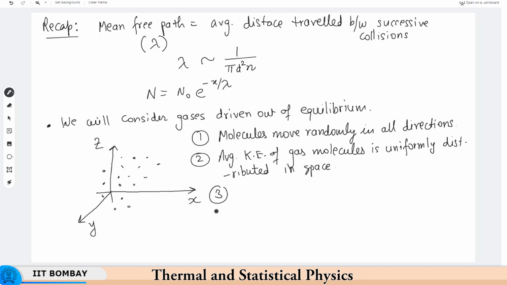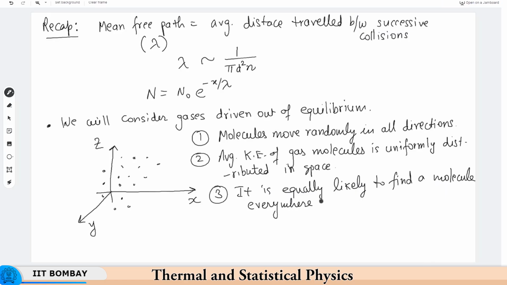And the third assumption that we made was it is equally likely to find a molecule everywhere, right, everywhere in space, which means in any spot in the space the density of gas molecules is the same, right. So, there is no density gradient as such.